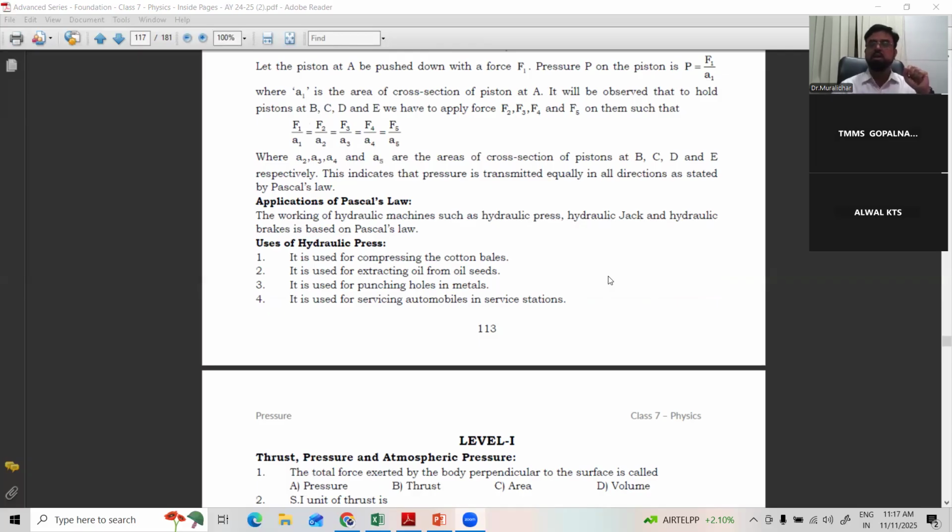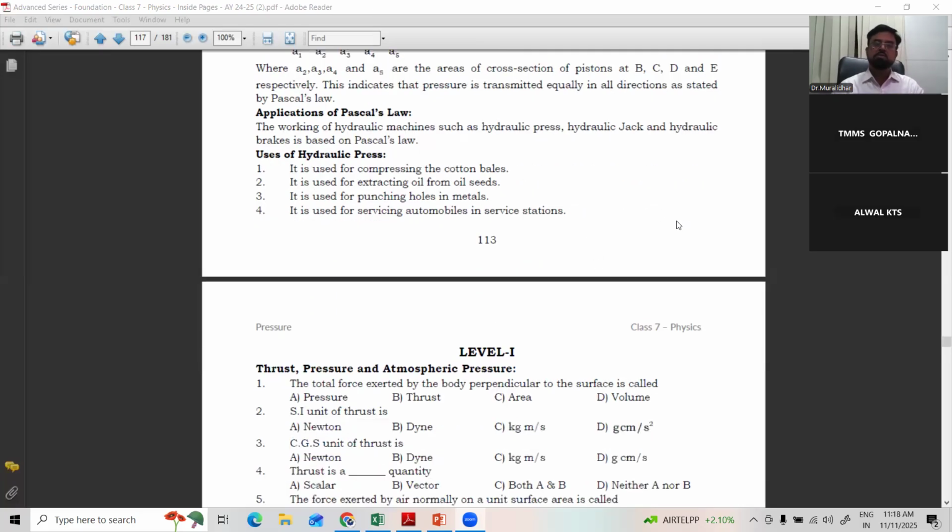Hydro means water. A hydraulic machine uses water, simple. It is used for crushing seeds, like cotton seeds and oil seeds, or for servicing automobiles. When you go to the servicing station, your car is taken into the pit. How is the car raised? Because of water pressure. Water can exert pressure, which helps the car lift to a certain height. So this is totally about the pressure chapter.